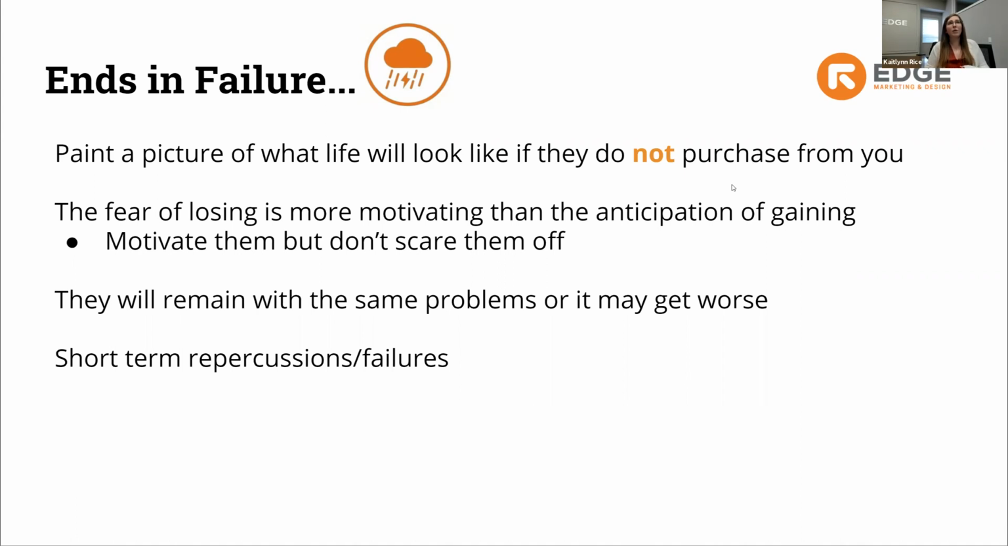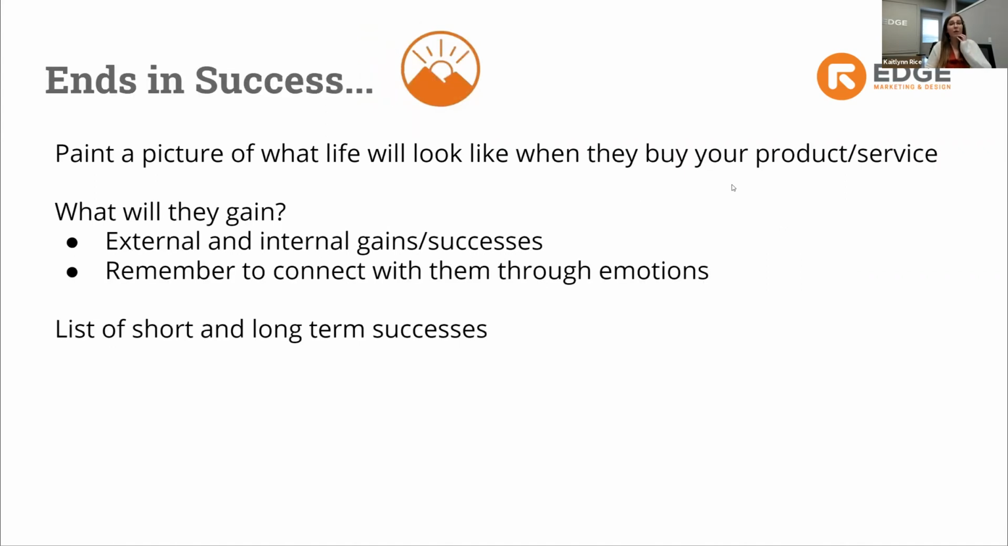On the opposite spectrum, we want to create what life will look like if they do buy your products. They'll be successful. They'll gain that aspirational identity that we established at the very beginning. What they want to gain is both external and internal, so we want to create a little bit more of it. Going back to the baking analogy, the success is like flour. You add more flour than salt into your baking. So for your successes, they'll be long-term and short-term, and there'll be more of them as well.